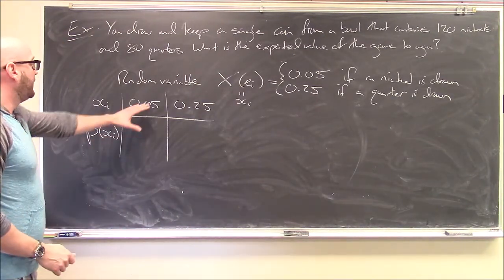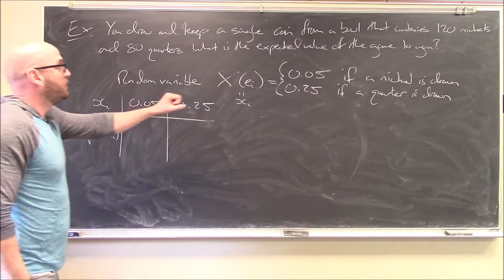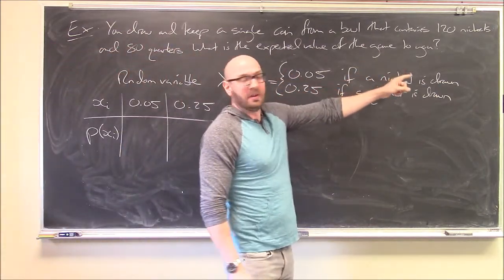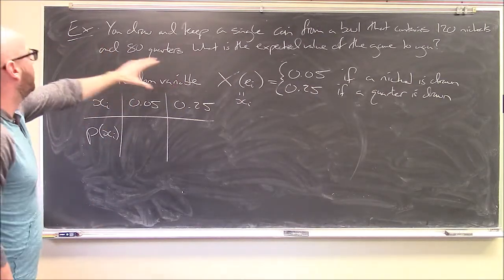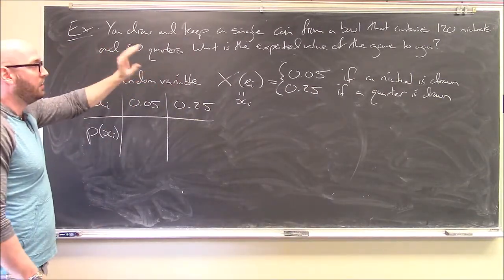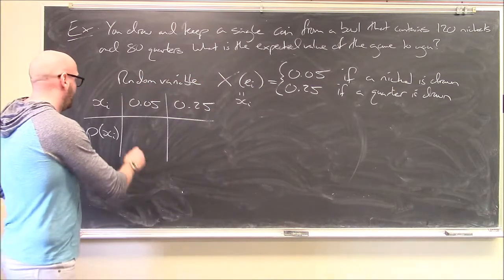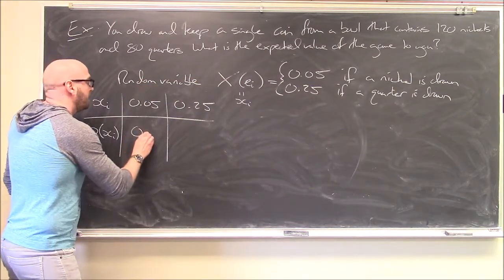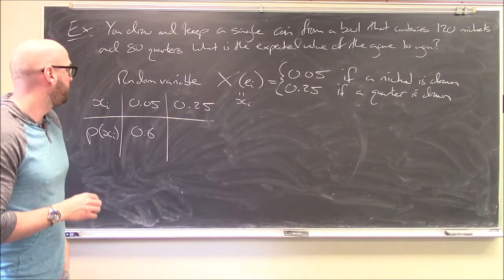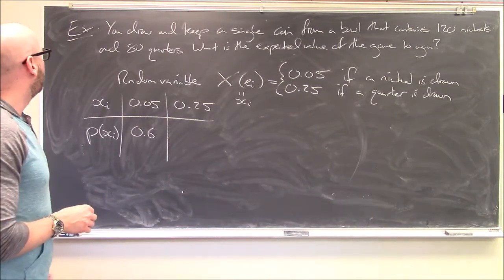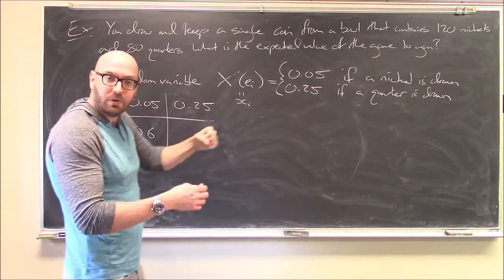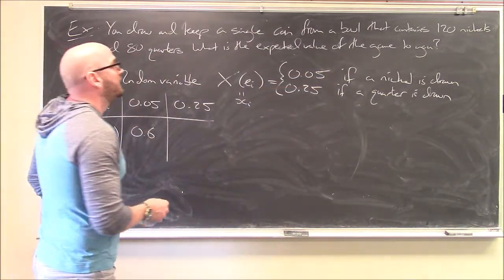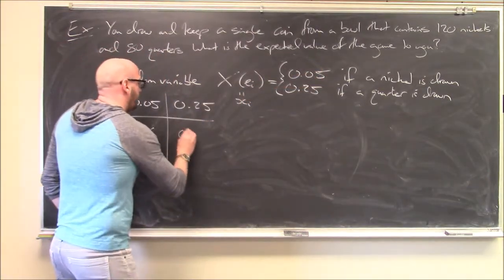Well, what's the probability of getting 0.05? What's the probability of drawing a nickel? That would be 120 over 200 possible coins. 120 over 200 is, as a decimal, 0.6. And the probability of drawing a quarter would be 80 over 200 possible different coins we can draw. 80 over 200 is 0.4.